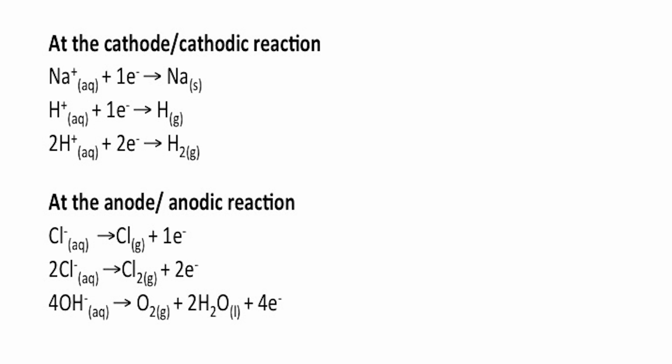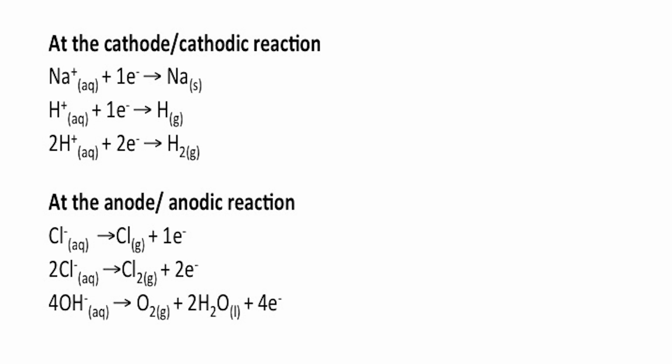Then at the anode, or anodic reaction, chloride ions will lose 1 electron and form a chlorine atom. And chlorine is also a diatomic molecule. So if you balance in that regard, you will have a molecule of chlorine liberated also at the anode. Then the hydroxyl ion will liberate oxygen at the anode, plus 2 moles of water and 4 moles of electrons.